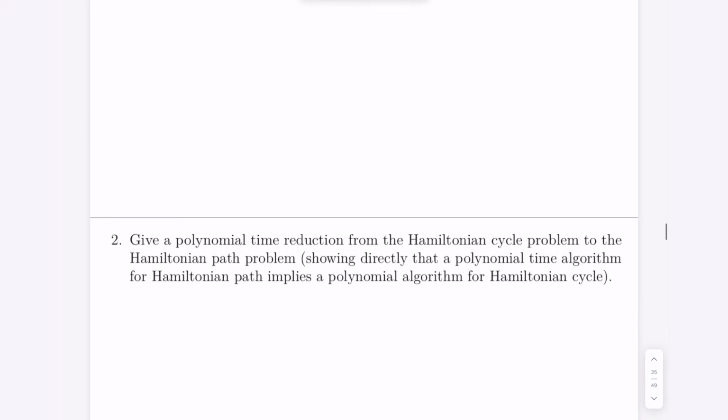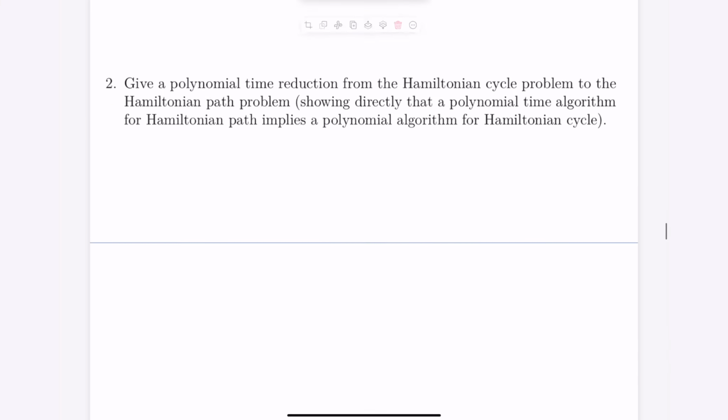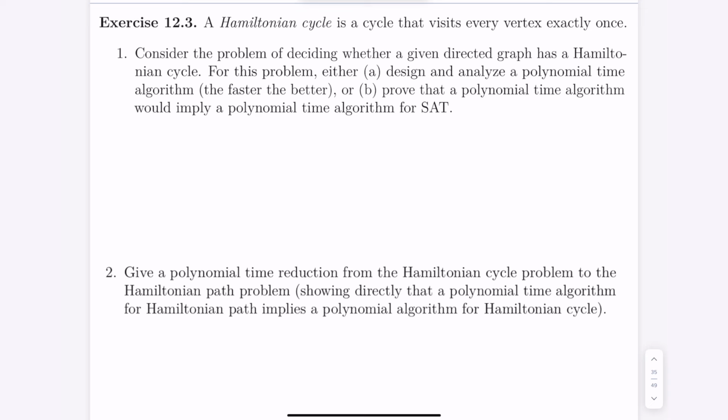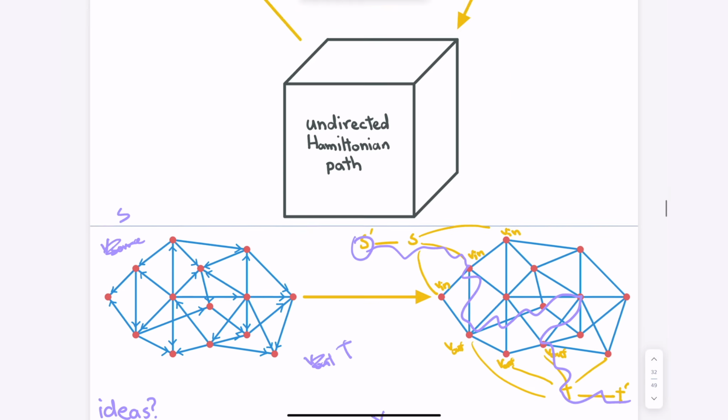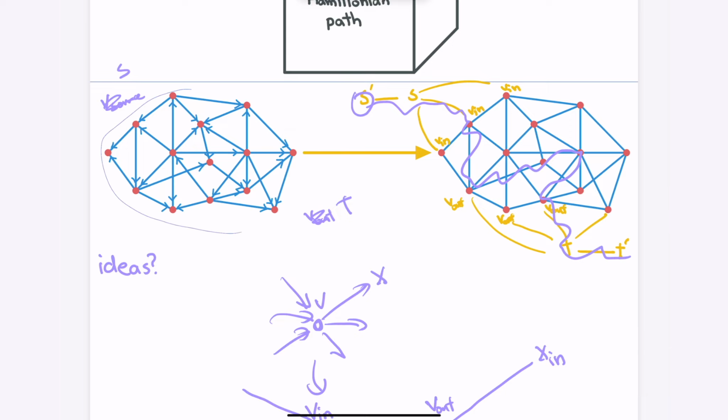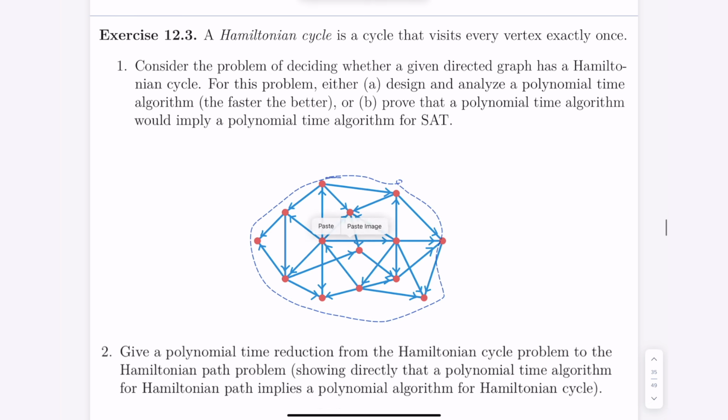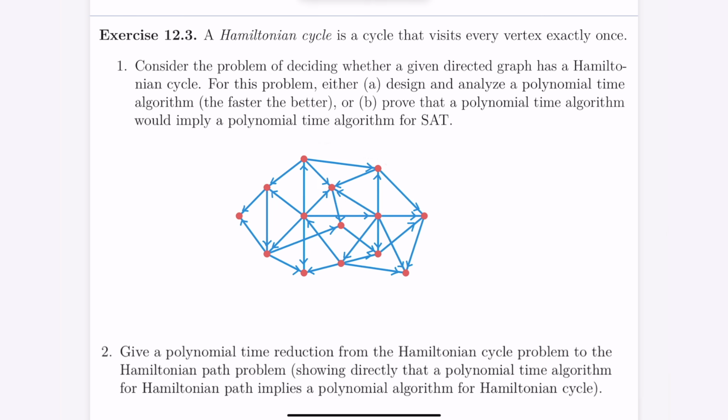I can put the questions closer to each other so they're on one screen. Yeah. So let me maybe draw some pictures. So you're given a directed graph, and what you want to know is if there's a cycle that visits every vertex. So it's like a Hamiltonian path, but starts and ends at the same vertex. Okay, but exactly once. So can you use that as a black box to figure out if there's a Hamiltonian path?